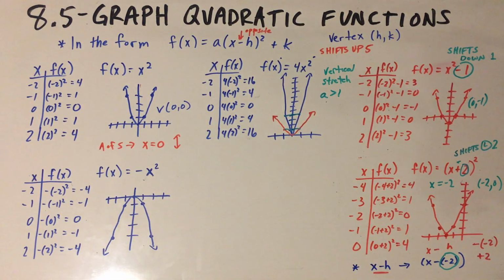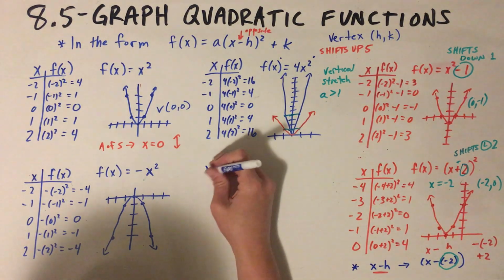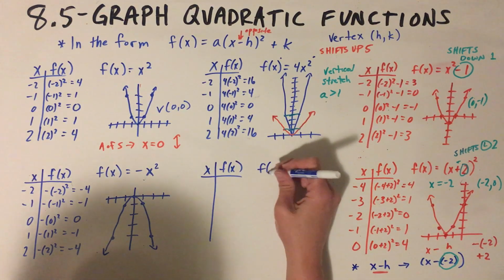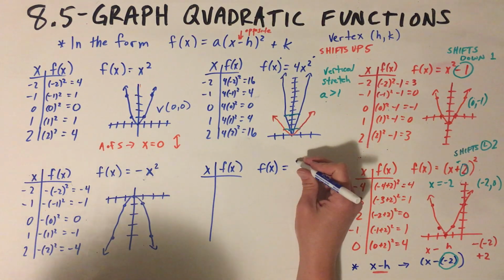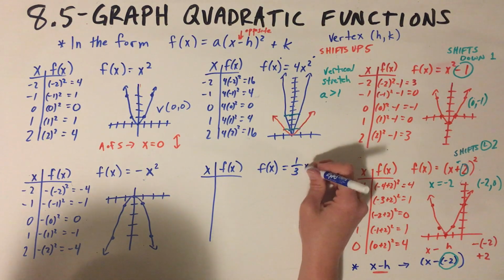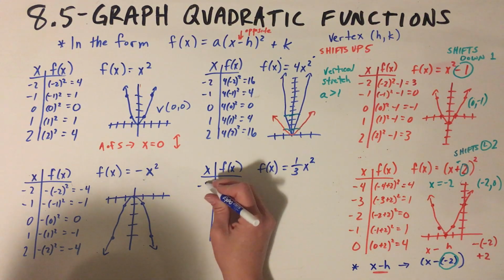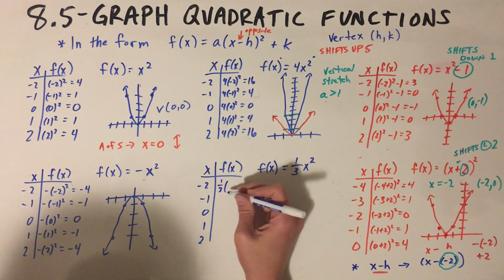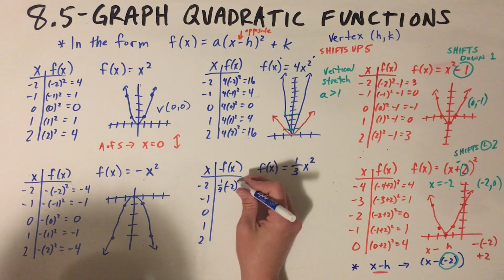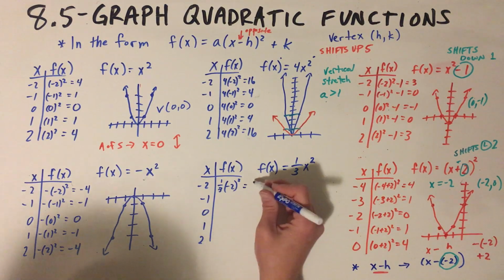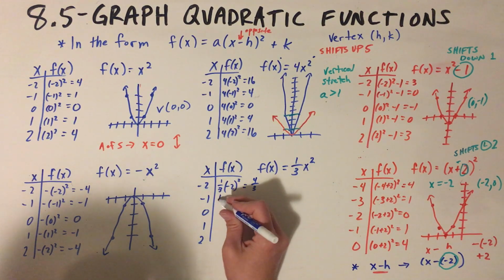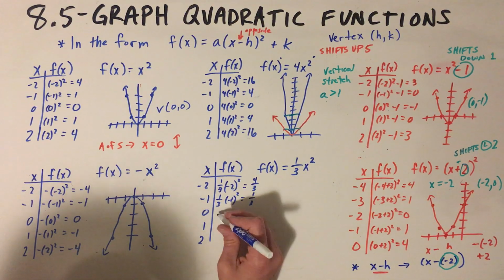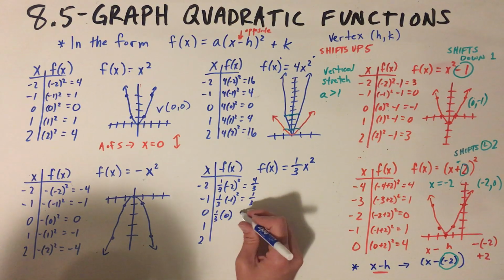All right, well, what happens if a is a fraction? We want to do f of x is equal to, let's say, 1/3 x squared. All right, so let's plug in all the same values so we can see the behavior. If I plug in negative 2, negative 2 squared is 4, and 4 times 1/3 is 4/3. Okay, if I plug in negative 1, that's going to be 1 times 1/3, which is 1/3. If I plug in 0, that is going to give me 0.